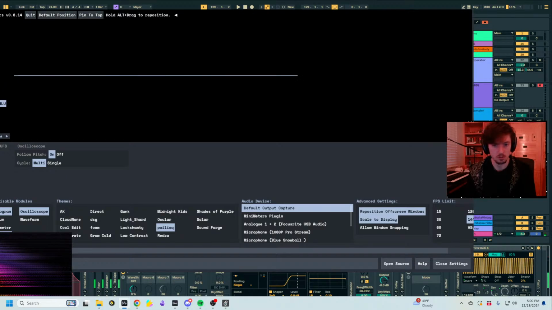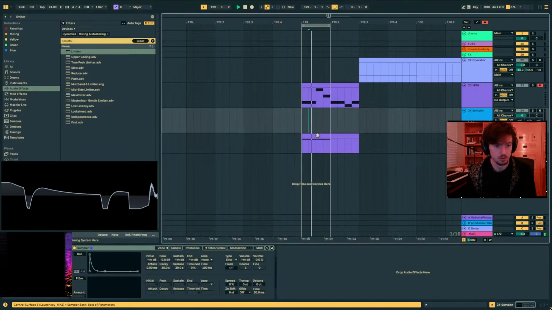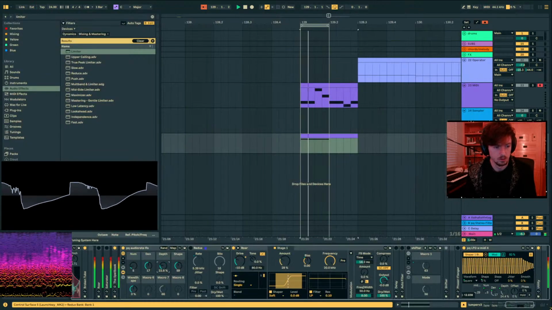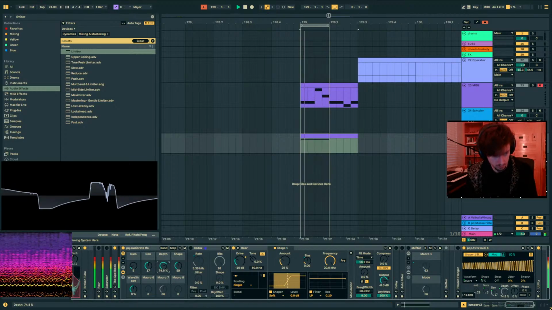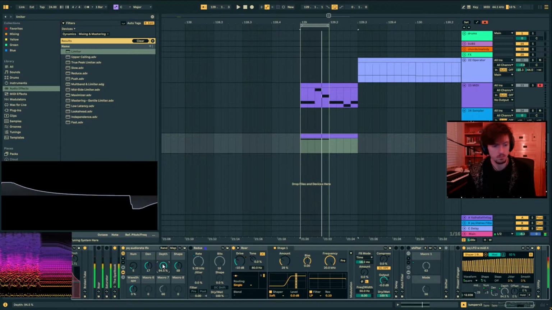Should have the oscilloscope out because the oscilloscope is kind of important for this. I have some of them.